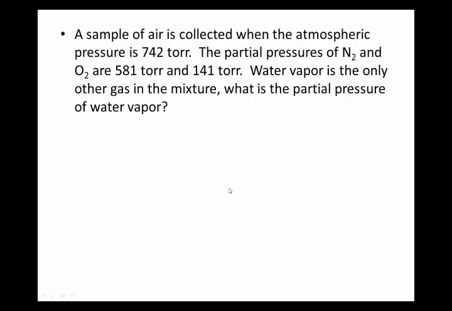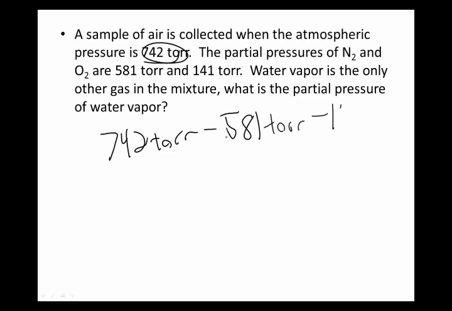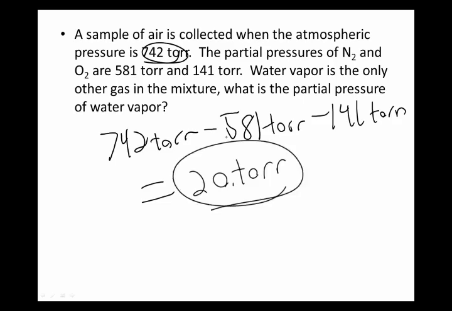So, if I had a sample of air collected when the atmospheric pressure is 742 torr, the partial pressure of N2 and O2 are given here, and water vapor is the only other gas. What's the partial pressure of the water vapor? Well, simply put, I would take 742 torr and subtract out the other two, because the total pressure, 742 torr, is just the sum of all three of these. So I get 742 minus 581 minus 141, and I get 20 torr is my pressure of the water.